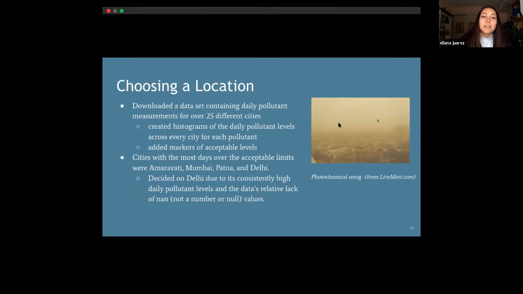So once we decided on the country of India, we downloaded a data set containing the daily pollutant measurements for over 25 different cities in order to first narrow down the scope of our project. To do this, we created histograms of the daily pollutant levels for each city and each pollutant, and we added markers at the acceptable levels of pollutant. And we looked at how many cities had more days over the acceptable limits, and these were Amravati, Mumbai, Patna, and Delhi. We ultimately decided on Delhi due to its consistently high daily pollutant levels and the data's relative lack of NaN, which are not a number or null values.